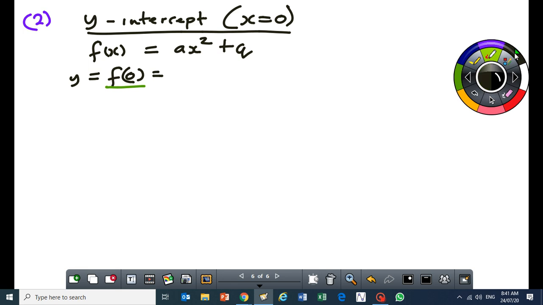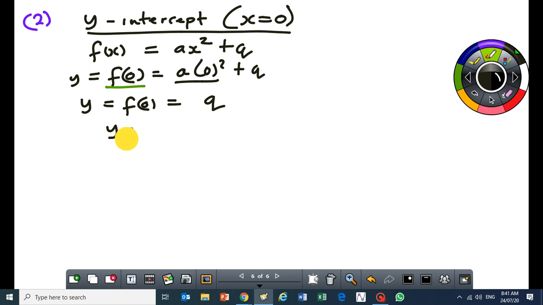Which means we're going to have a times 0 plus q. So this will give us 0. So our y equal to f of 0 will be equal to q. So the y-intercept is going to be equal to q. Make sure you know that. And remember, q can be 0. If q is equal to 0, it means the turning point will be on the x-axis.